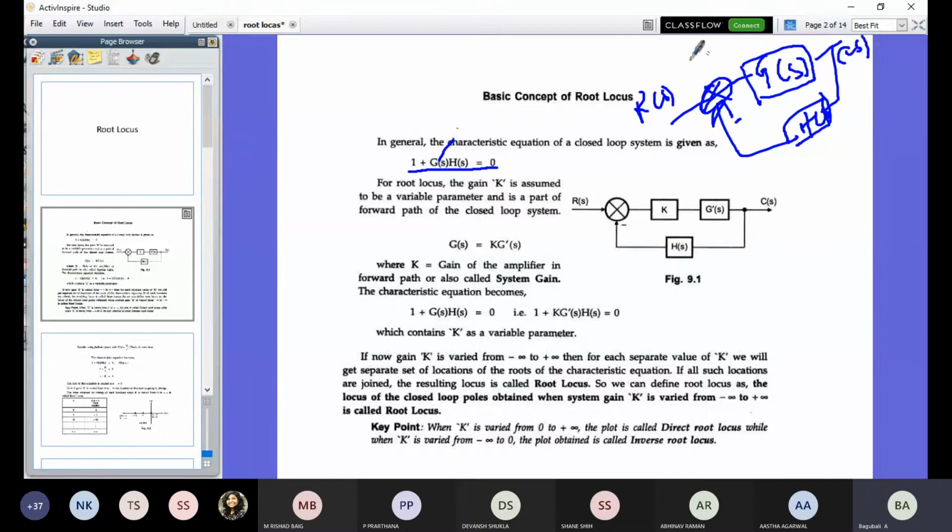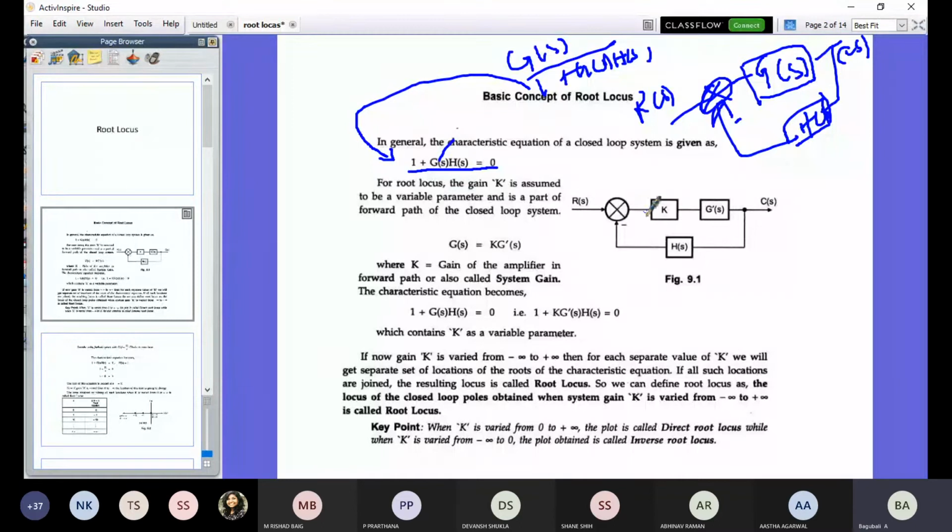We determine the closed loop control system transfer function as G(s) divided by 1 plus G(s)H(s). Do you have any doubt in that? From the closed loop control system we can take the characteristic equation. The denominator of the closed loop transfer function equated to 0 is called the characteristic equation.